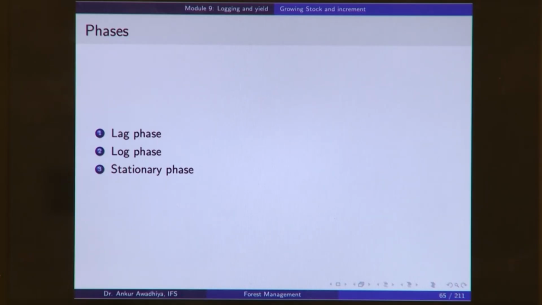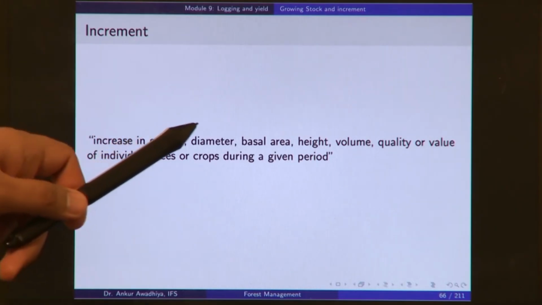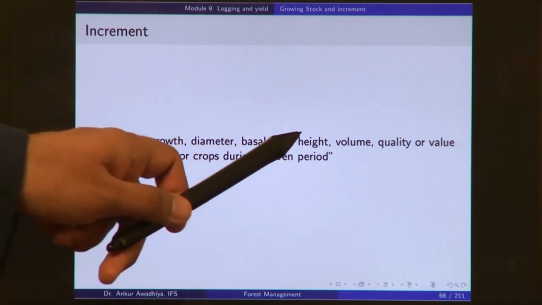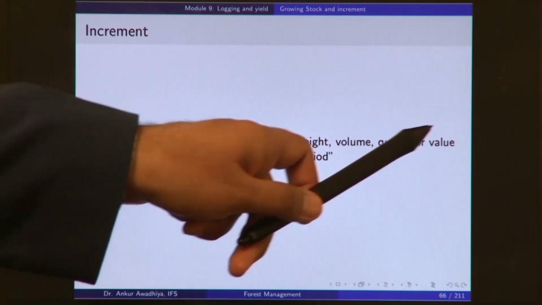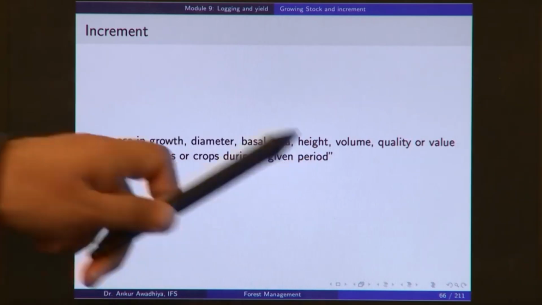Now, why do we need to understand this growth curve? It is important because we want to understand the rate at which the growing stock is increasing, and that rate of increase is known as the increment. So, increment is defined as an increase in growth, diameter, basal area, height, volume, quality or value of individual trees or crops during a given period.